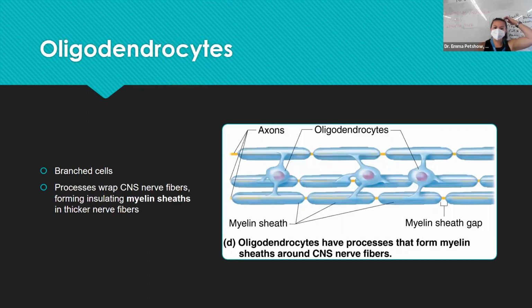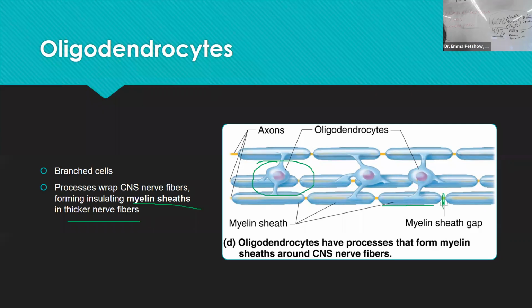And then you have your oligodendrocytes. Oligodendrocytes, again, are branched cells. Their whole purpose is to process and wrap the central nervous system fibers. They form our insulating myelin sheaths in our thicker nerve fibers. So you can see here we have axons located here, and we have those oligodendrocytes located between the axons. And you can see these are our myelin sheaths with our little gaps. So the oligodendrocytes are going to have processes that form our myelin sheaths around our nerve fibers, so they can help speed up conduction of signaling.